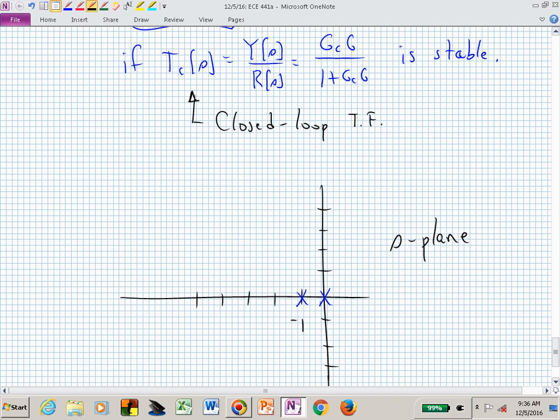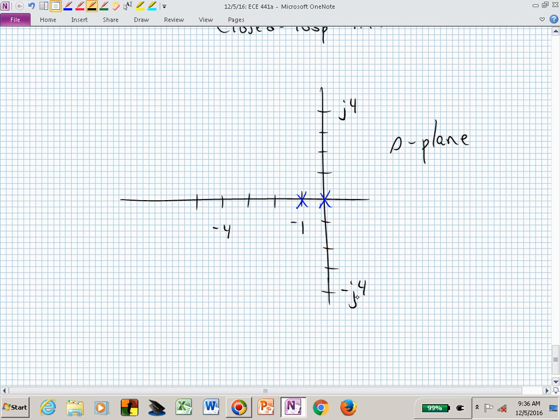Where do we want our triangles? Where do we want our closed loop poles? And I'm giving no hints whatsoever in this discussion. Where do we want our triangles? Left half. I'll correct you on that one. And we want those at -4 plus and minus j4.